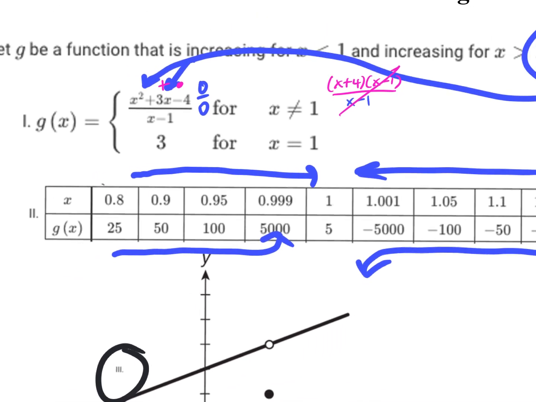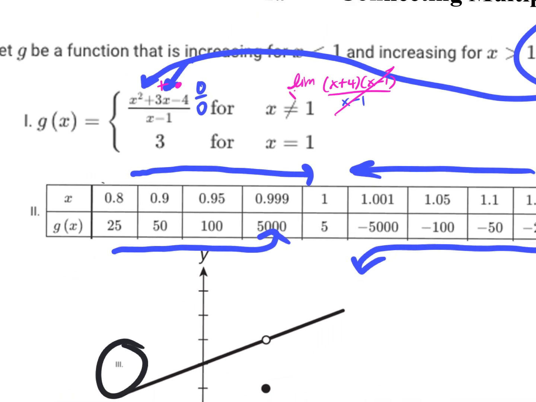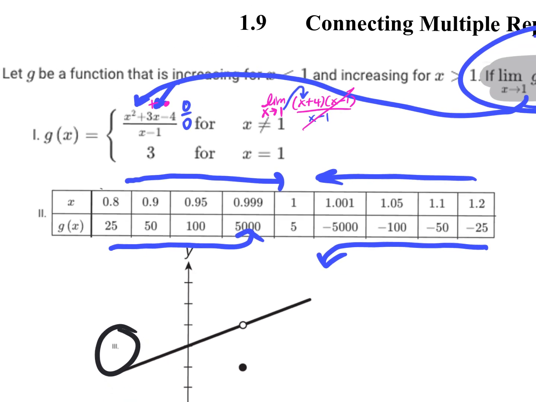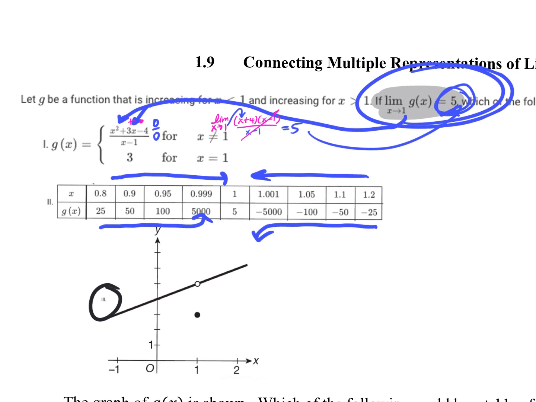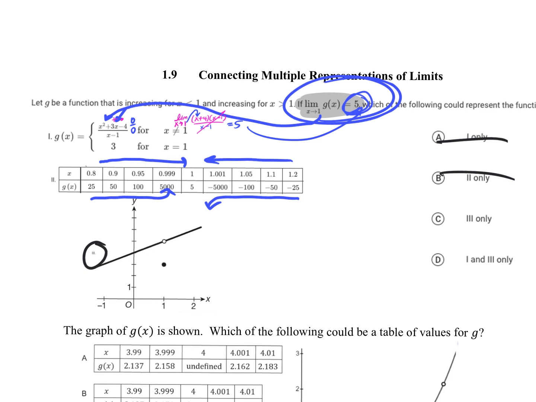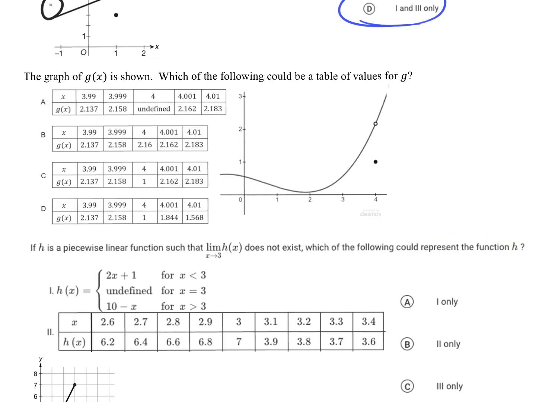And when I go and evaluate that same limit as X approaches 1, and I plug that in, what do we get? 5. Is that what we wanted? Yeah. So what would my answer be? D.